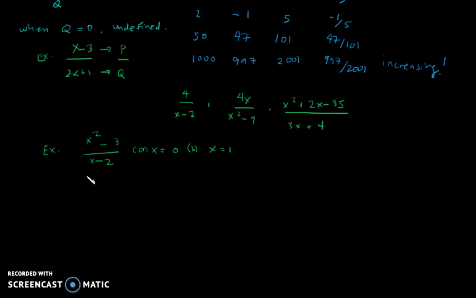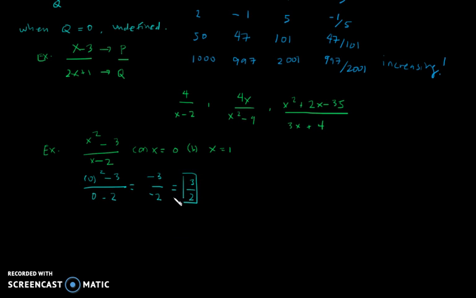So it will become 0 squared minus 3 all over 0 minus 2. Then simplifying, 0 squared is 0, minus 3 would be negative 3, all over 0 minus 2, which is negative 2. So you have here two negatives. Since both the numerator and denominator are negative, the answer would be 3 over 2.